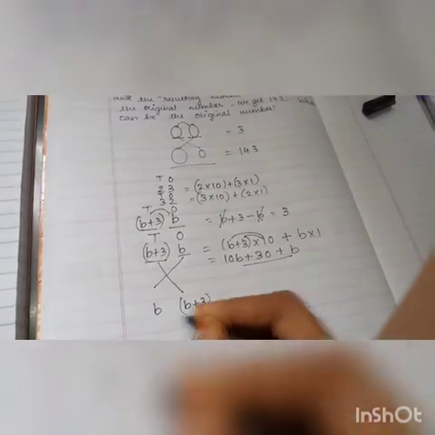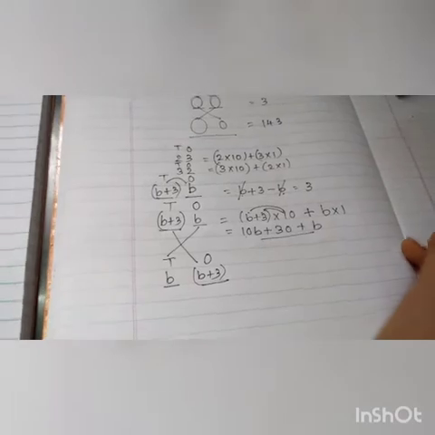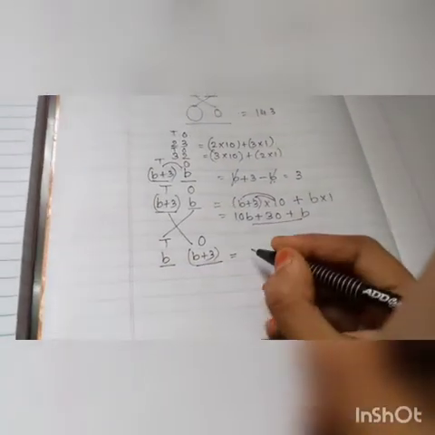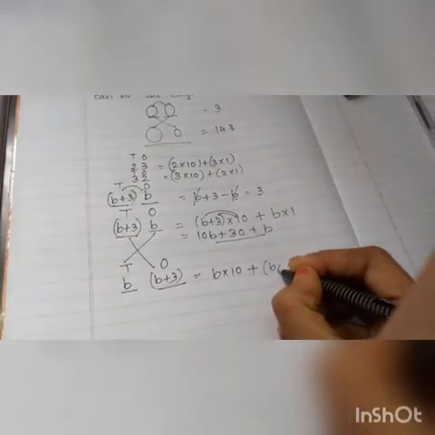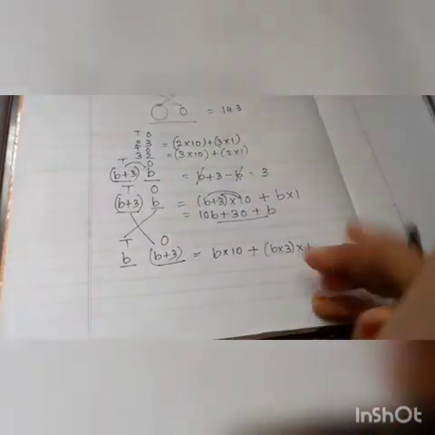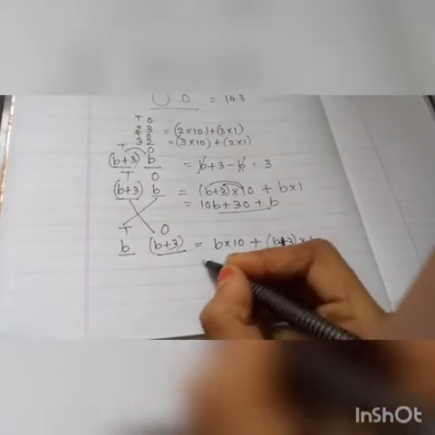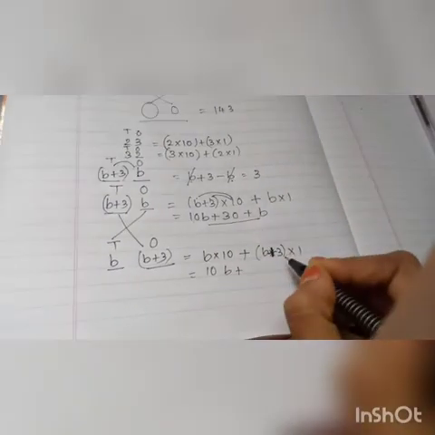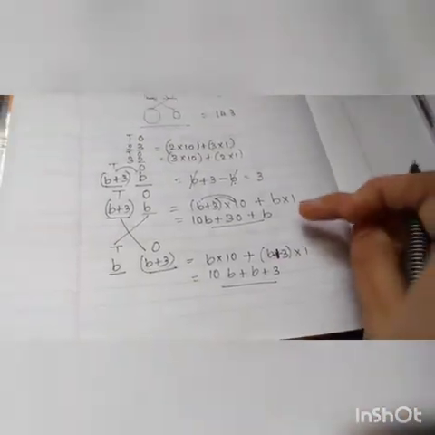b plus b. So b plus 3 comes in the ones place, b comes in the tens place. Now shall we expand this number? Yes, b into 10 plus b plus 3 into 1. So b into 10, 10b, plus b plus 3 into 1, b plus 3. This is the equation we are getting after interchanging.